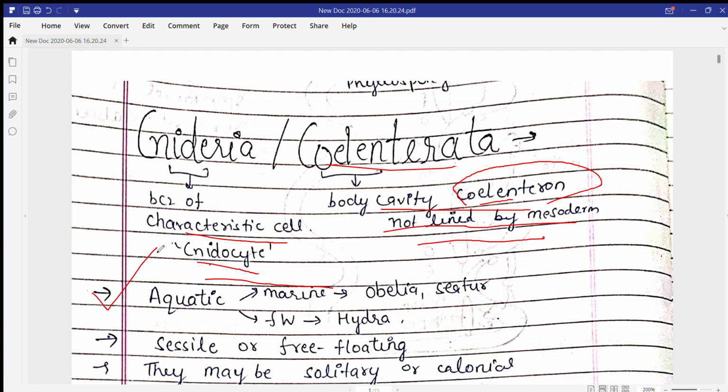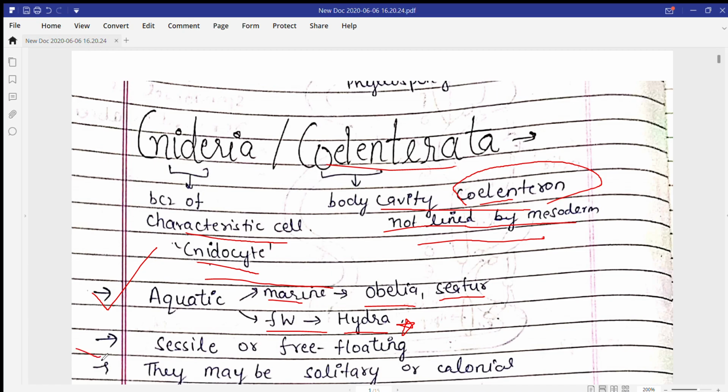Now they show an aquatic habitat. It means they are basically found in water, and the water can be marine or fresh water. Examples of Cnidarians found in marine water are Obelia and sea fur, and the freshwater example is Hydra. This is important.